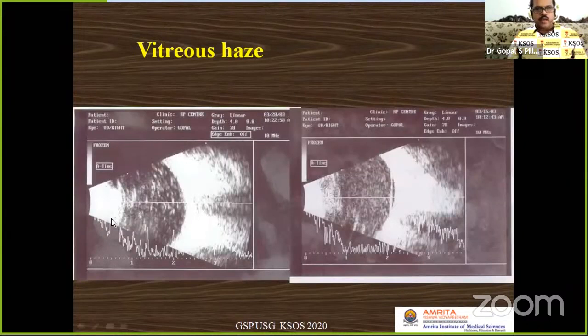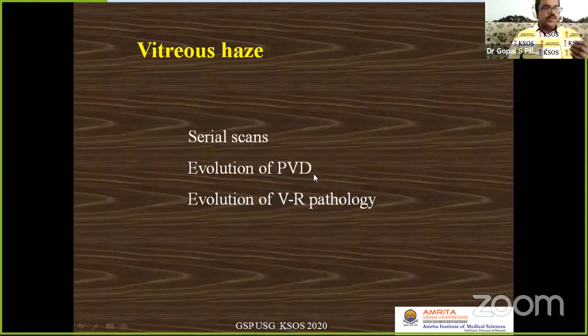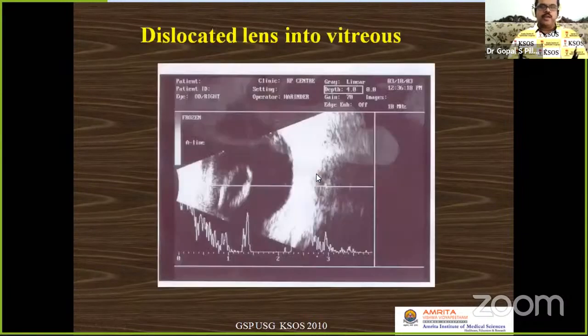So this is like an endophthalmitis. Usually in an endophthalmitis or vitreous haze, it will be similar to a vitreous hemorrhage. It's extremely difficult to differentiate between a vitreous haze on the one hand and vitreous hemorrhage on the other hand. Vitreous hemorrhage will have red blood cells retrolentally, and vitreous haze will have white blood cells behind the lens. Now, with vitreous haze, it's important to do serial scans to look at evolution of PED and evolution of VR pathology.